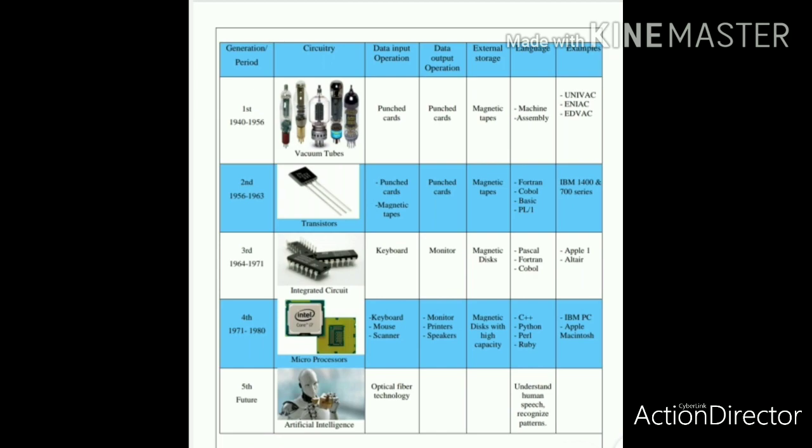So children, we understand the 5 generations of computer in this form of a table. It will be easy for each one of us to learn and understand it properly.